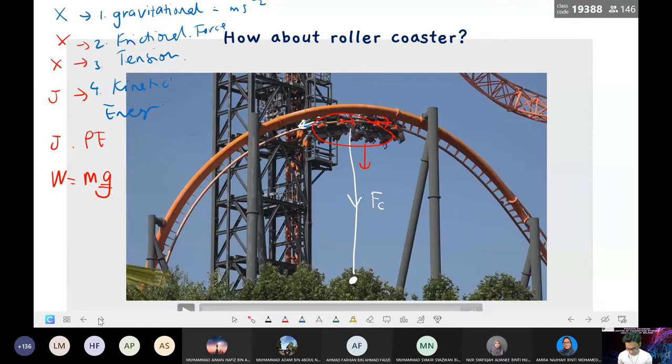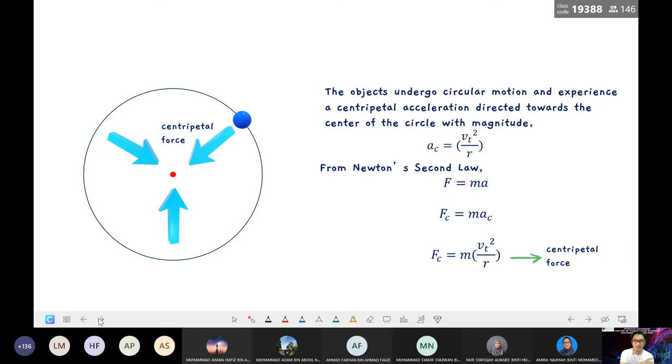Alright, okay, so now you understand what centripetal force is. It is not a fundamental force. It follows the scenario. Like earlier, I had tension, frictional force, and then the gravitational force for the satellite. And the roller coaster also had weight. Weight is also a kind of centripetal force. Okay, now I want to derive the formula involved in centripetal force. So the object undergoes circular motion and experiences a centripetal acceleration. As we did yesterday, centripetal acceleration always points to the center. And we know that the centripetal acceleration is this formula. Then from Newton's second law, as I gave you a hint yesterday, force is equal to mass times acceleration. So the centripetal force, labelled F sub C, is equal to the mass multiplied by AC.